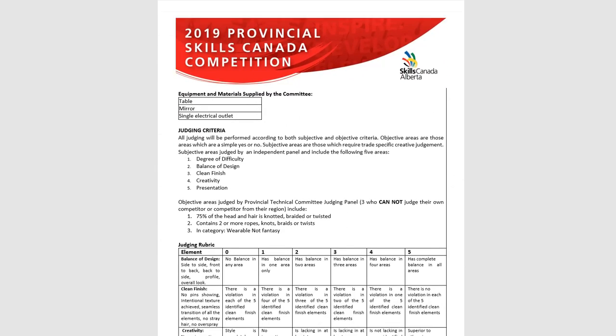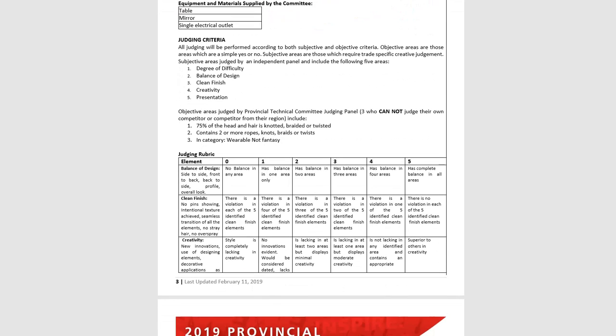Continuing to scroll down, we're going to concentrate mostly on the judging criteria. All of the judging will be performed according to both subjective and objective criteria. Objective areas are those areas which are a simple yes or no. Subjective areas are those which require trade-specific creative judgment. Subjective areas are judged by an independent panel and include the following 5 areas: degree of difficulty, balance of design, clean finish, creativity, and presentation.